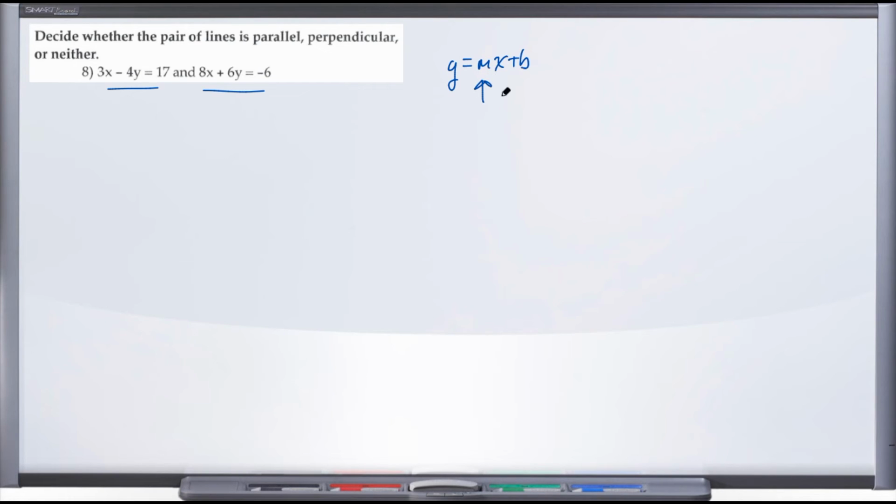Because in this form, we are easily able to identify what the slope is, right? Because in slope-intercept form, m is our slope. And so if we can easily see what the slope of both of these equations are, then we can quickly determine whether or not they're parallel, perpendicular, or neither. So let's take this first equation here. So we have 3x minus 4y equals 17.